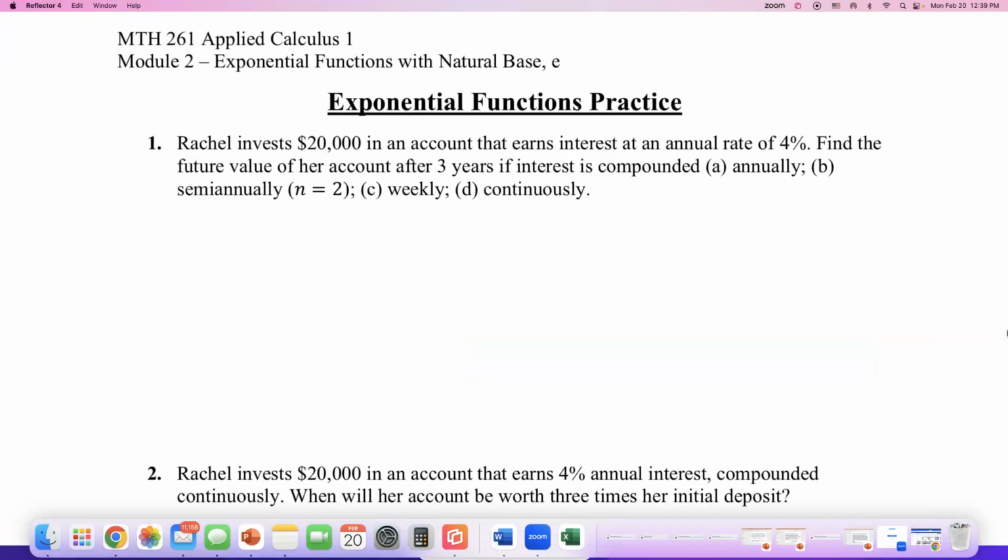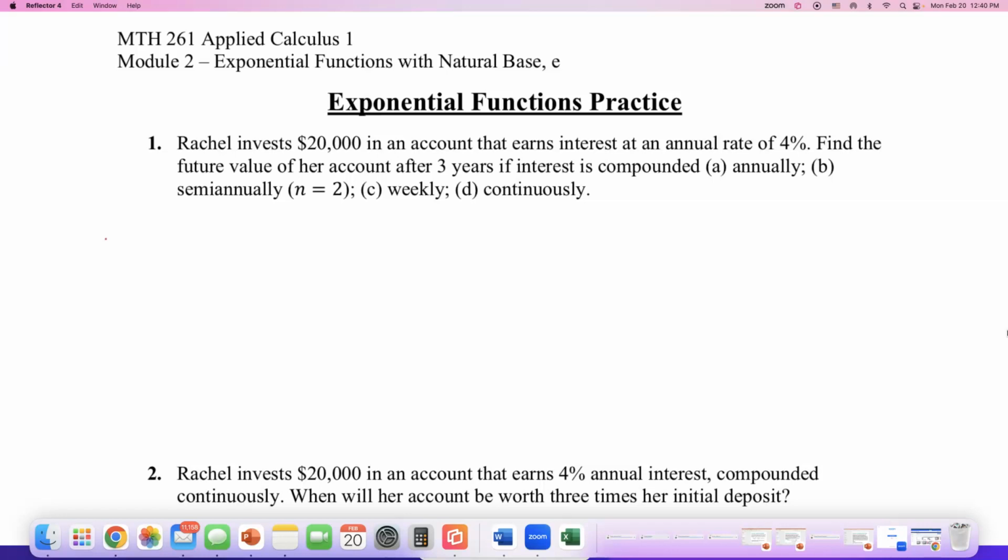Rachel invests $20,000 in an account that earns interest at an annual rate of 4%. Find the future value of her account after 3 years if interest is compounded annually, semi-annually, weekly, or continuously. So this problem, I would do it differently in a Math 154 class using Excel. But in our class, we're going to be doing this using a formula and a scientific calculator.